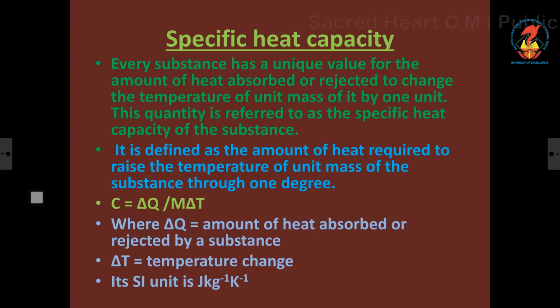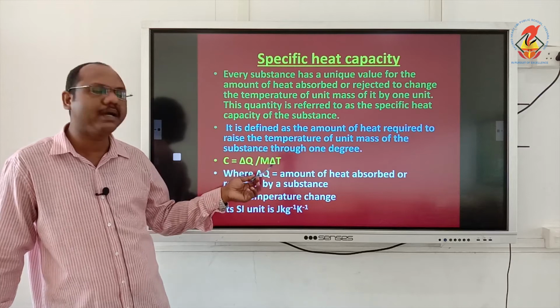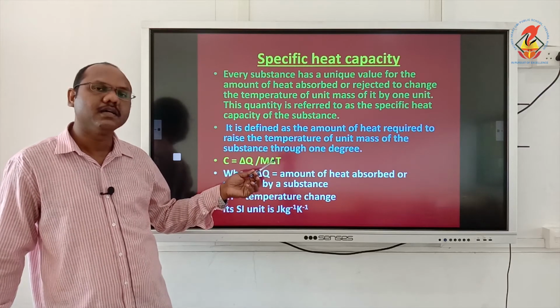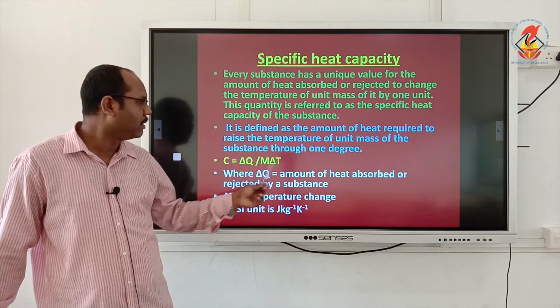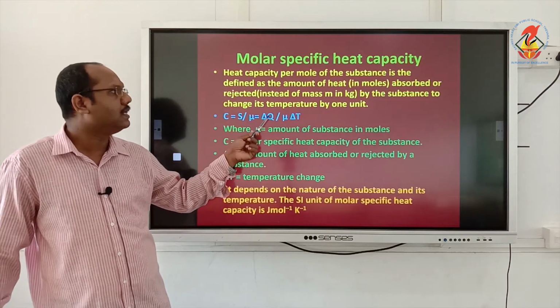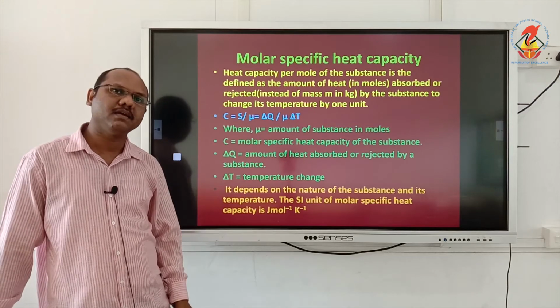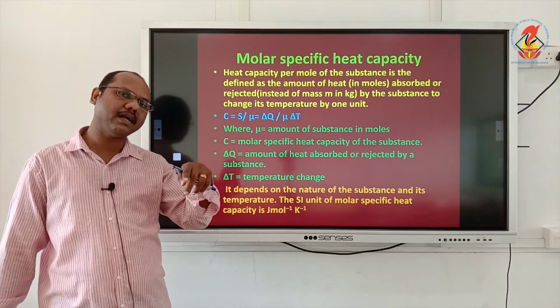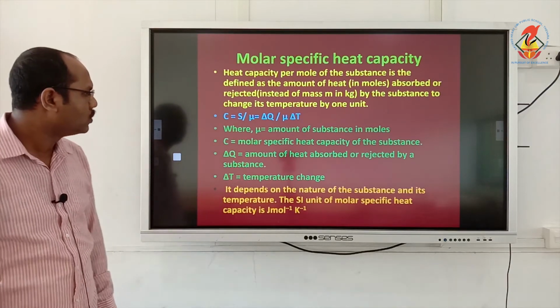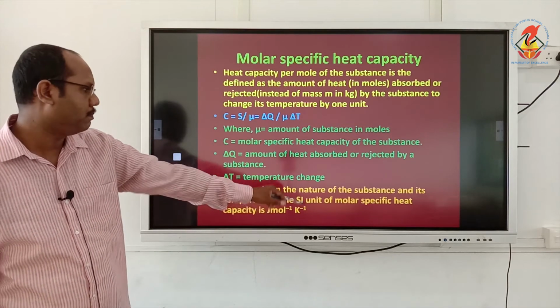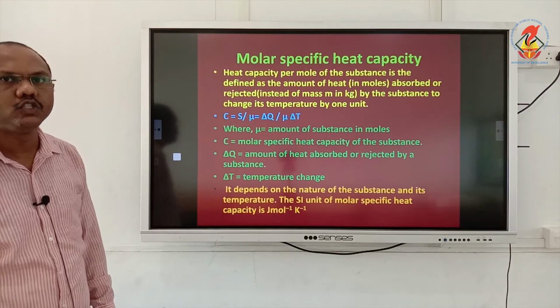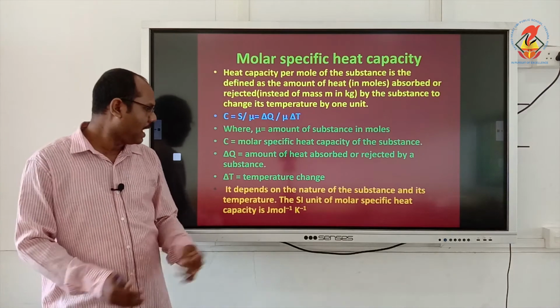So just compare these two equations. Here it was C is equal to delta Q by m delta T. That means heat capacity divided by mass. But here delta Q divided by mu delta T. So heat capacity divided by number of moles. So here the SI unit will be joule per mole per Kelvin.